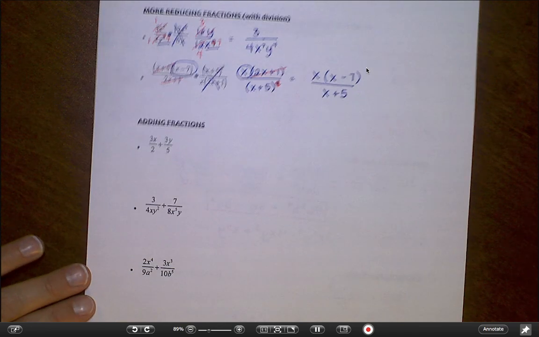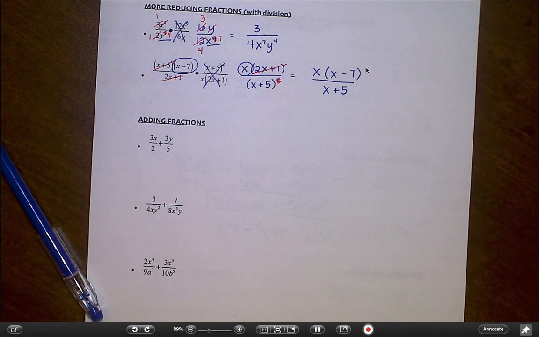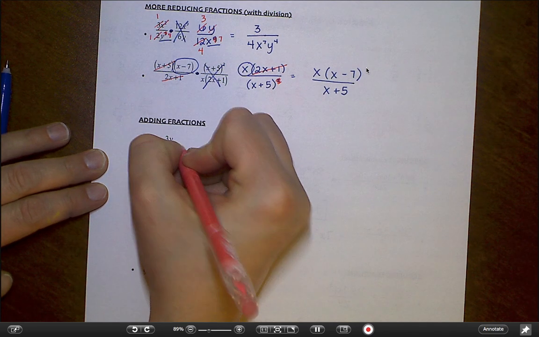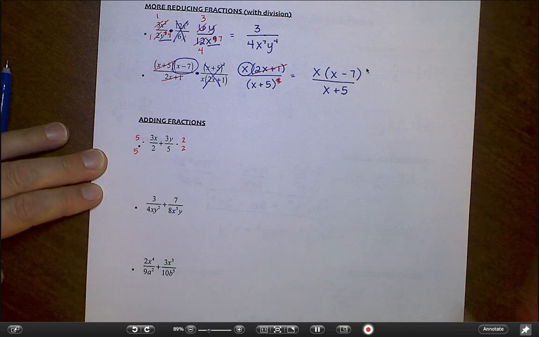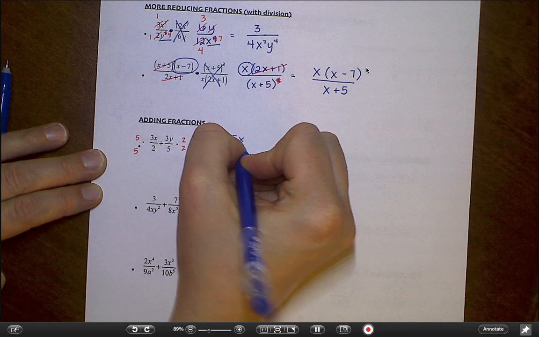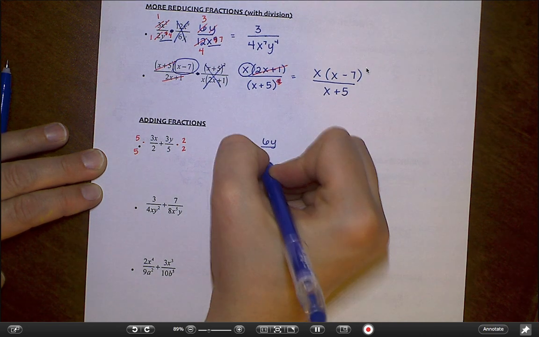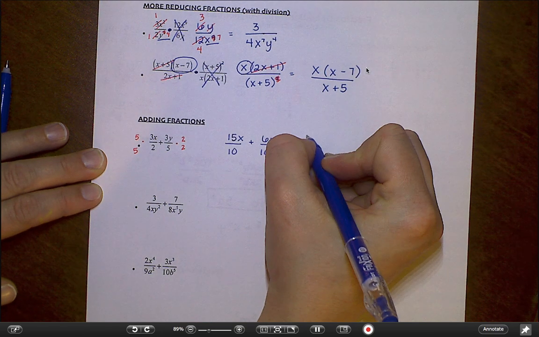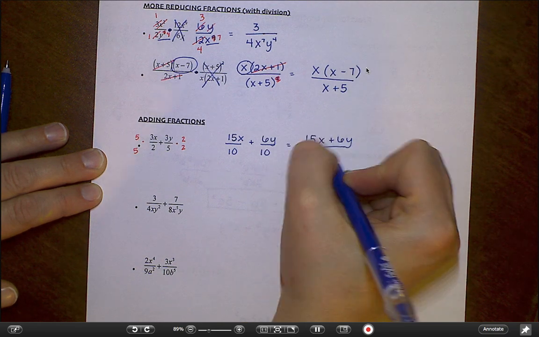So when I look at this first one, I need a common denominator. Now 2 and 5, we're going back to that really easy one that we talked about. I want to turn these both into tens. So I'm going to multiply on this side by 2, and I'll multiply on this side by 5. And that's going to give me 15x over 10 plus 6y over 10. Now, I can't actually add these together, right? They're not like terms, but I can write it as one fraction. So I can write it as 15x plus 6y all divided by 10.